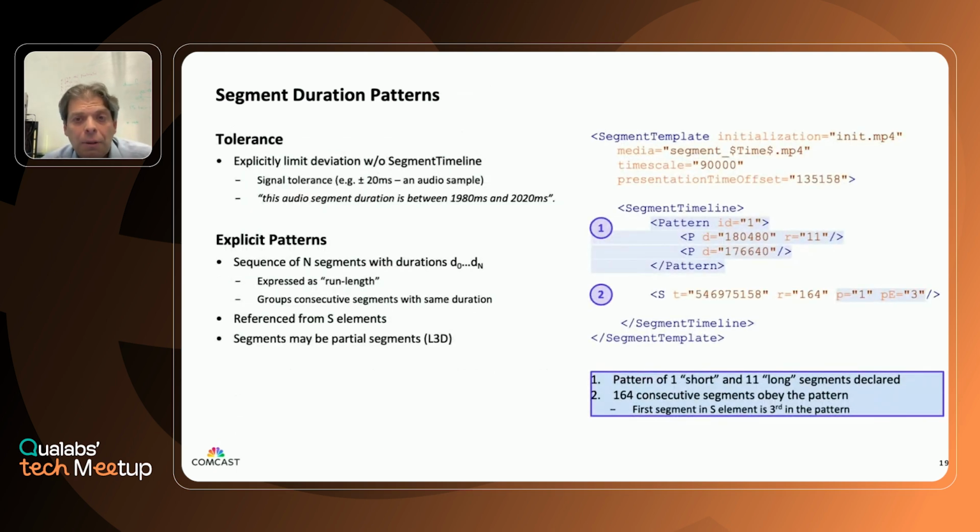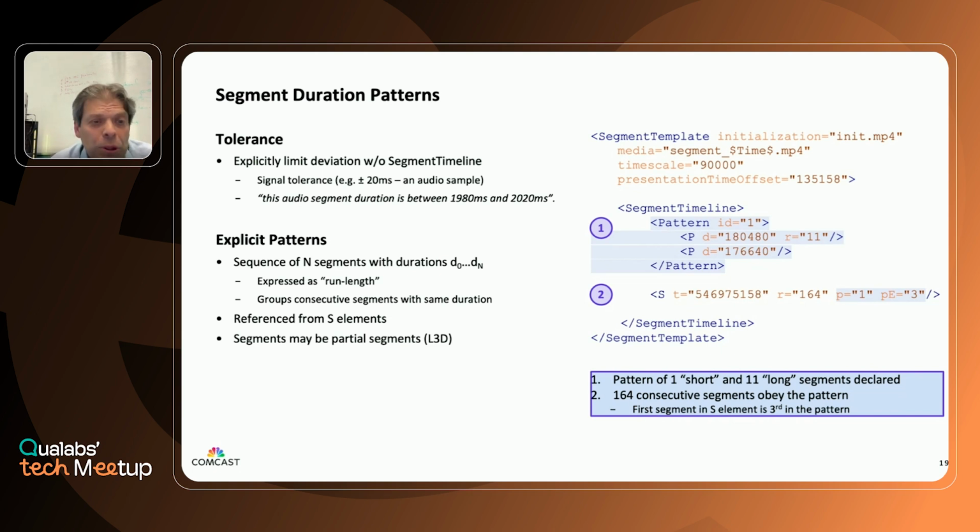So what do we actually have now? We have, again, in the standard, 2 ways of doing duration patterns. The simplest one is we say what the tolerance is explicitly. We say, for instance, we can be ±20 milliseconds, a single audio sample, which is another way of saying this audio segment duration is between, let's say, 1980 milliseconds and 2020 milliseconds. The problem here is a tiny loss of precision, and some people like Amazon Prime really didn't like this.